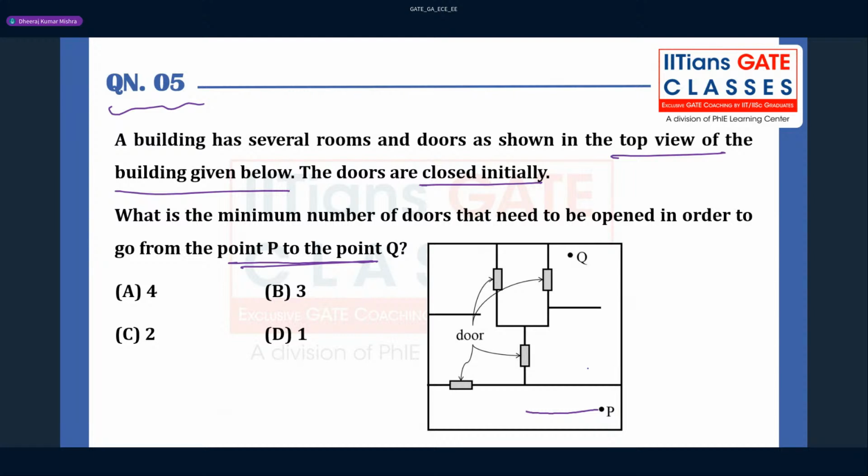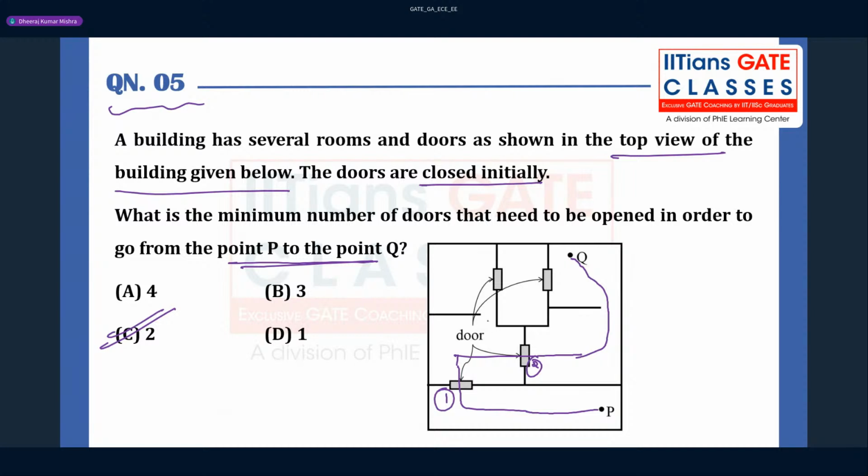You can't go like this because there is a wall. So you will go like this. This is door number 1. You are going to open it. And then you can go like this. This is door number 2. And then you can directly go to Q like this, because it is open, there is no door. So how many doors are required? Minimum 2 doors are required.